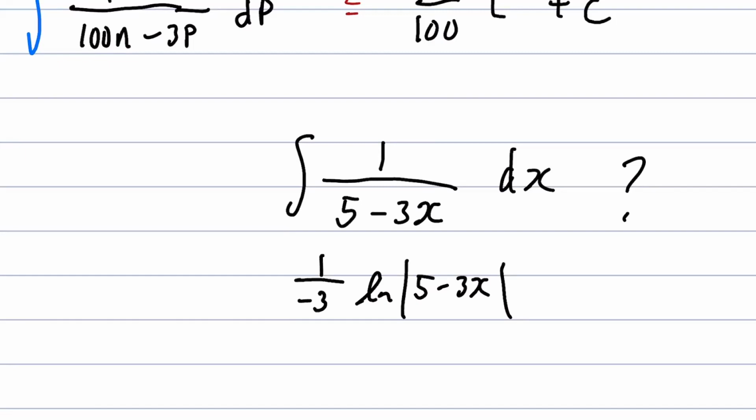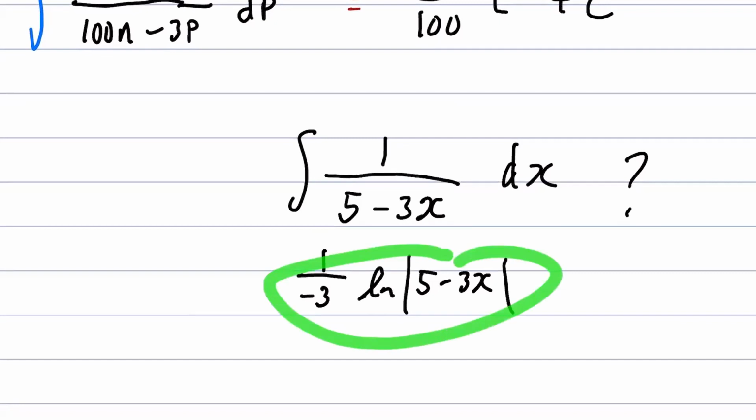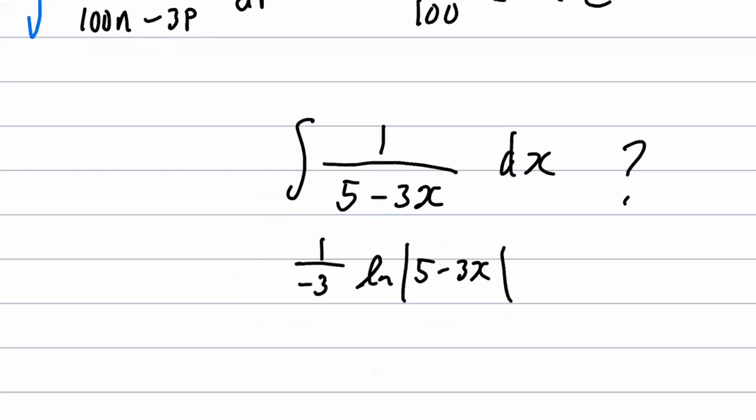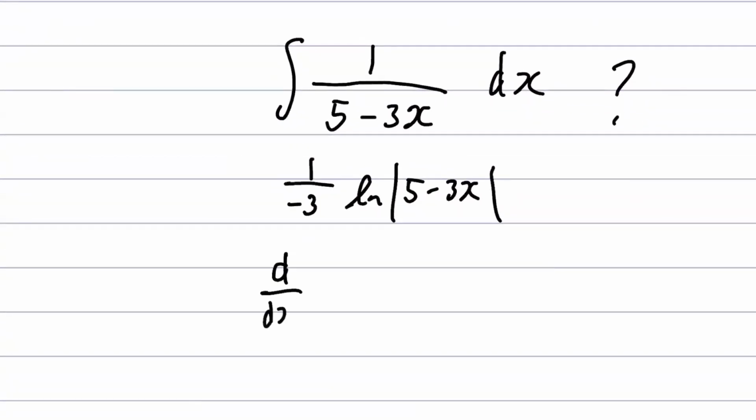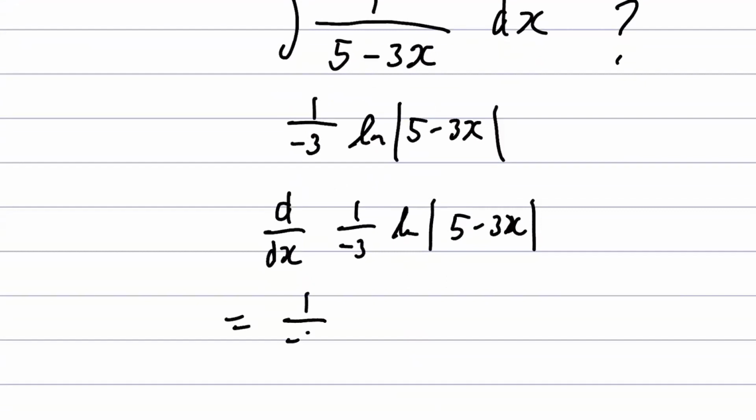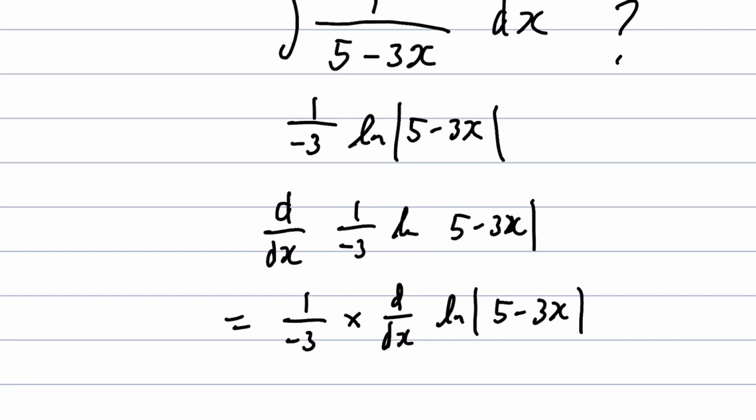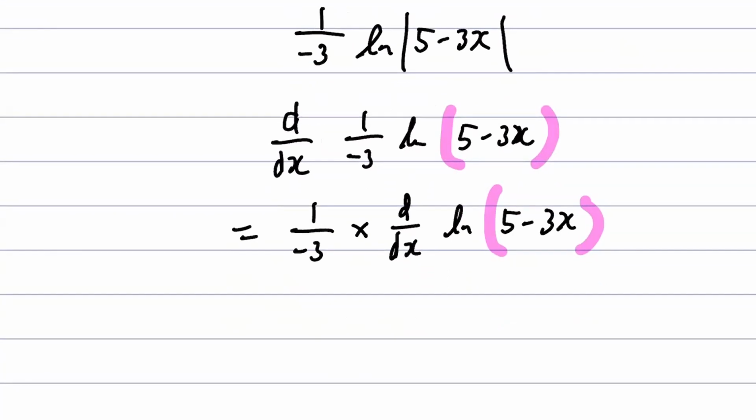1 over negative 3. Please remember that. How do you check that you integrate correctly? You differentiate and you work forward. Okay, so let's see. If you try to differentiate 1 over negative 3 ln of 5 minus 3x, what do you get? Factor out 1 over negative 3. Multiply by d by dx of the ln. Let's just pretend that the modulus is not there. If not, it's very difficult to differentiate. Just call it round bracket.